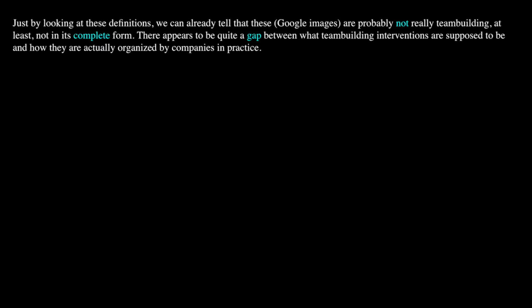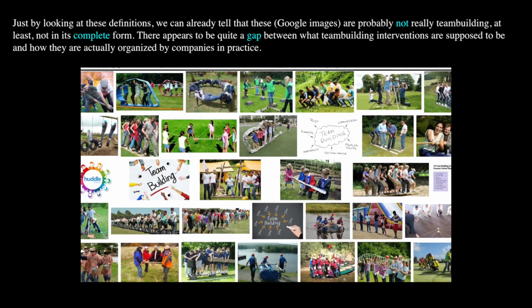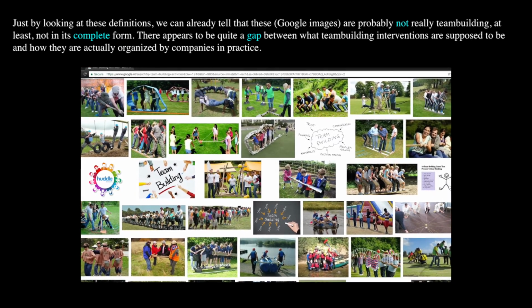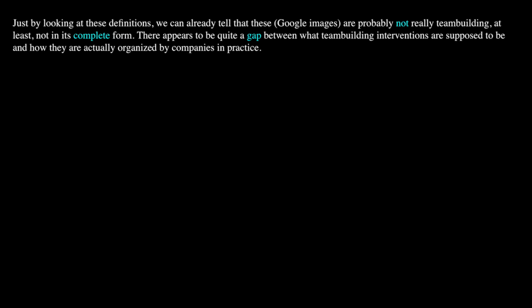Just by looking at these definitions, we can already tell that these Google Images are probably not really team building, at least not in its complete form. So, in conclusion, there appears to be quite a gap between what team building interventions are supposed to be and how they are actually organized by companies in practice.